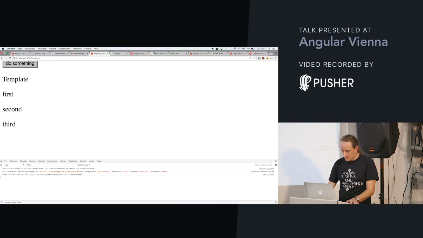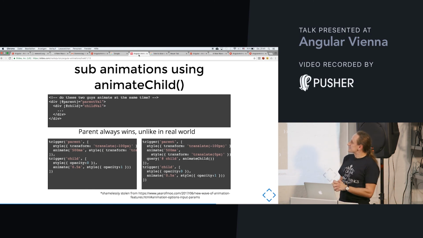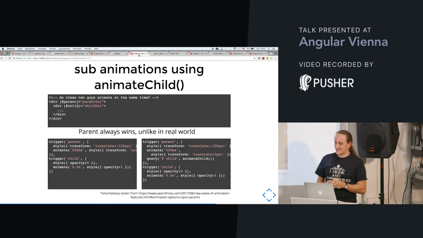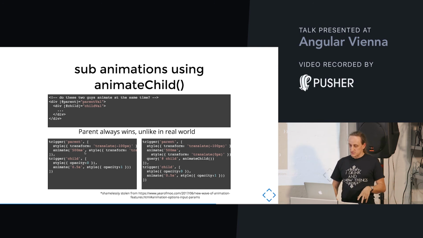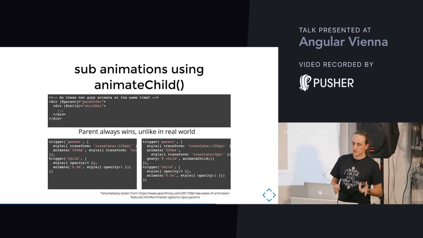Questions? It's also possible to define sub-animations using animate child. So in this left case, we have animation child, animation triggered, and then parent wins, unlike in the real world, and the child animation is not called at all. And in versions newer than 4.2, we can define this query at child, animate child syntax, which will also execute our child animations.